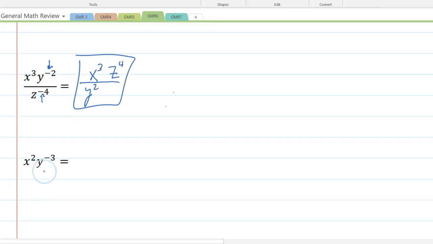Again, I have two numbers, one positive, one negative. We treat them as individuals. The x squared, he's perfectly happy where he is. Well, where is he? He is a numerator. That's why we draw our invisible 1. X squared stays where he is on top. The y to the negative 3, he's not happy as a numerator, so we need to flip him to the bottom. Y cubed on the bottom.